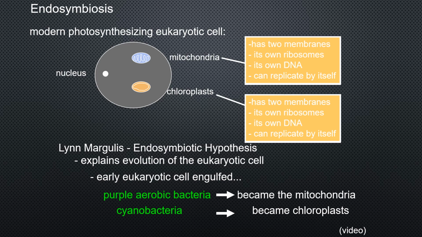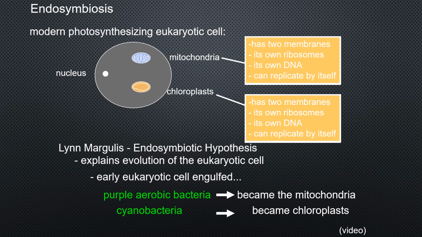So some evidence for that is that mitochondria have two membranes. So that would be the original prokaryotic membrane, and then the outer membrane being the LUCA prokaryotic cell having used endosymbiosis to wrap it in that second membrane. Mitochondria also have their own ribosomes and their own DNA, and they can replicate by themselves like an individual cell can do.